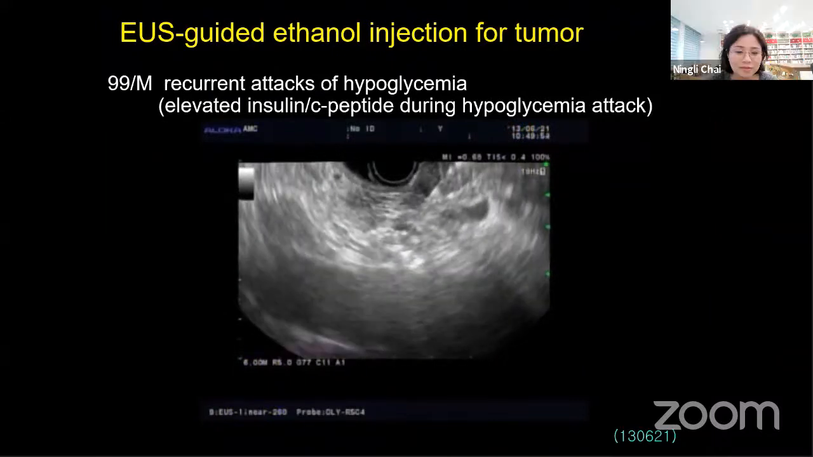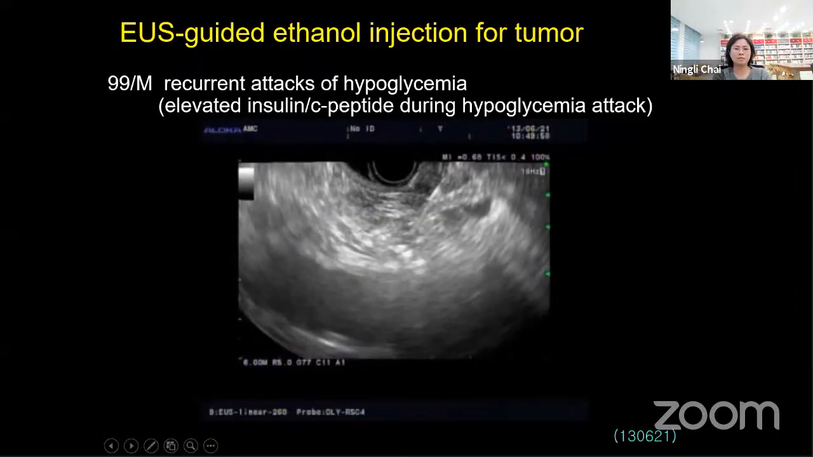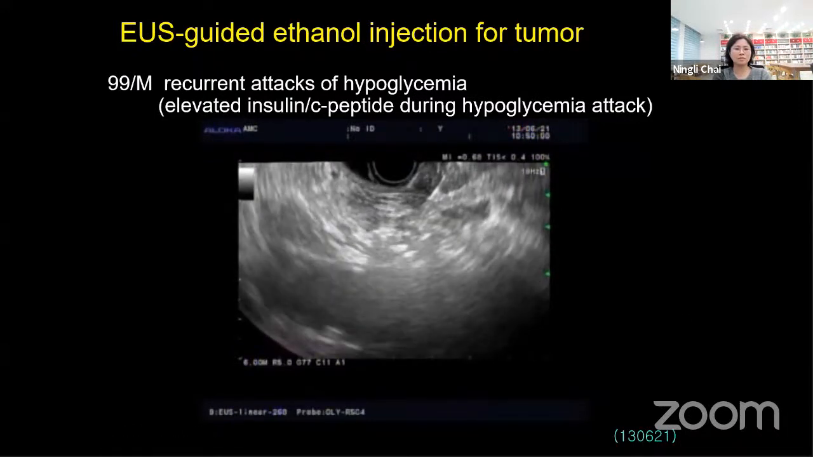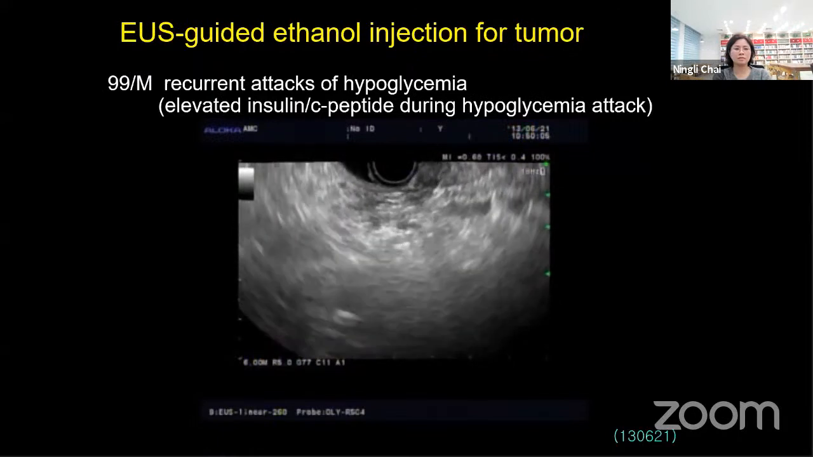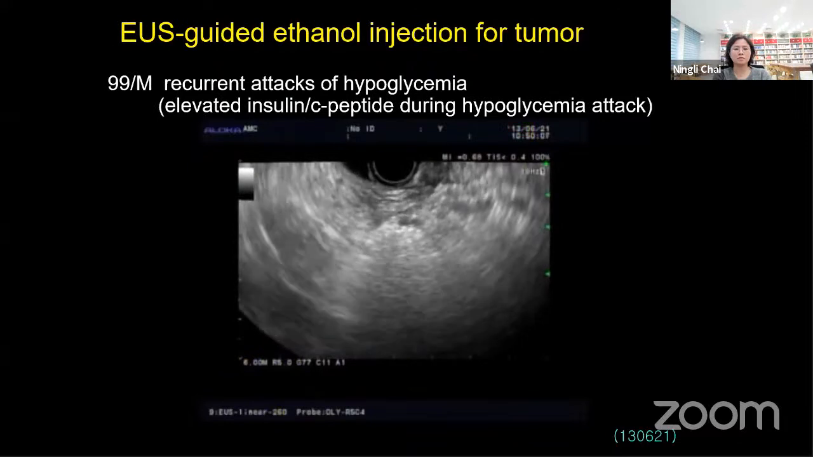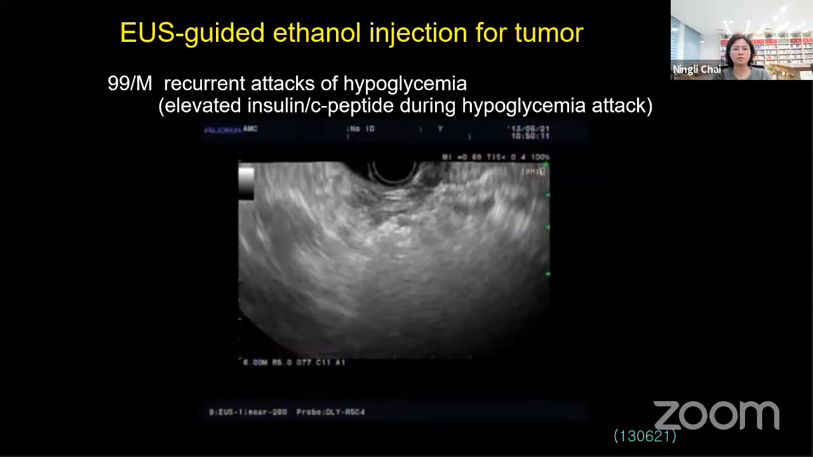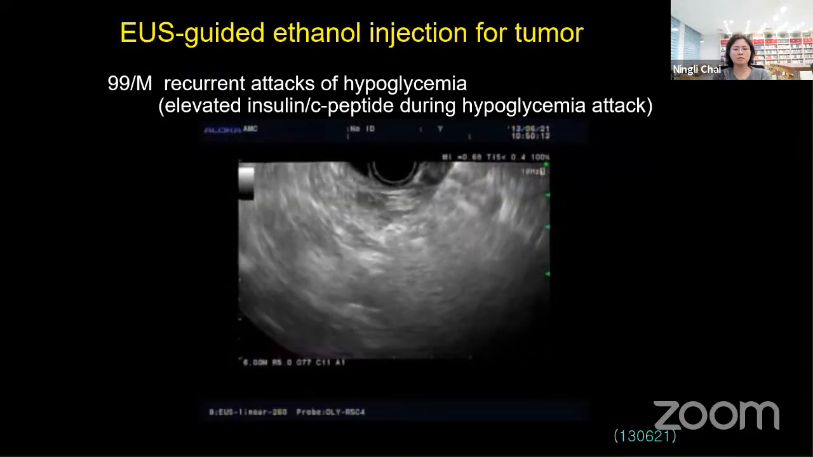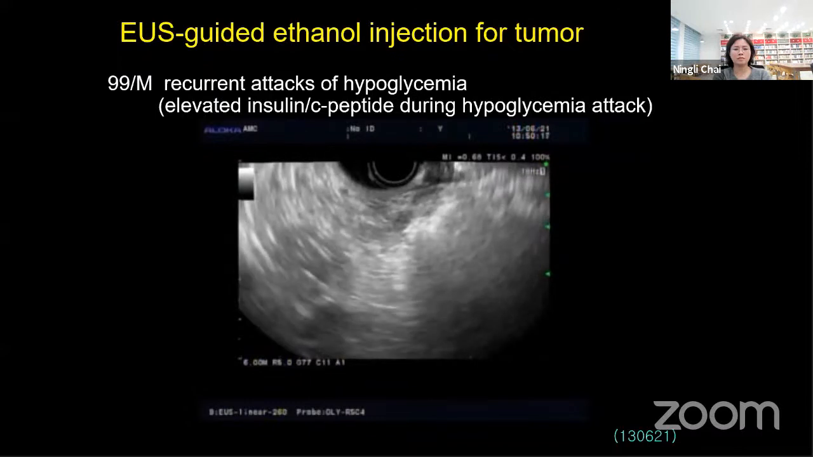This is at the time of ethanol injection. A 22-gauge needle was inserted into the hypoechoic mass. The bottom half was already ablated, and we are targeting the upper half of the lesion. About 0.2 cc of ethanol was injected into several parts of the lesion.